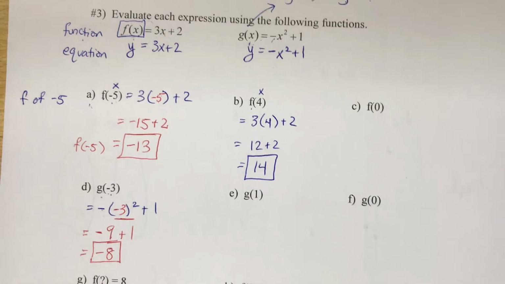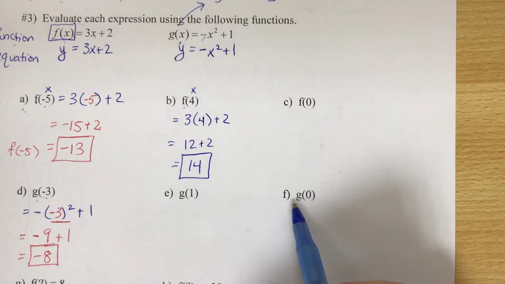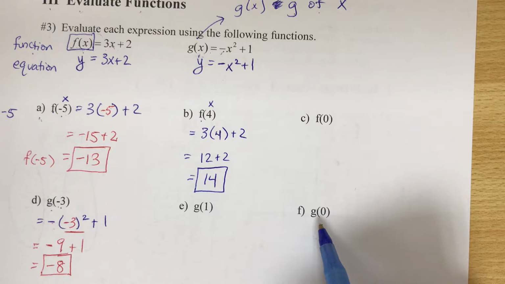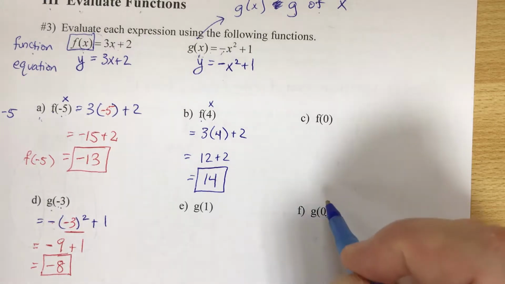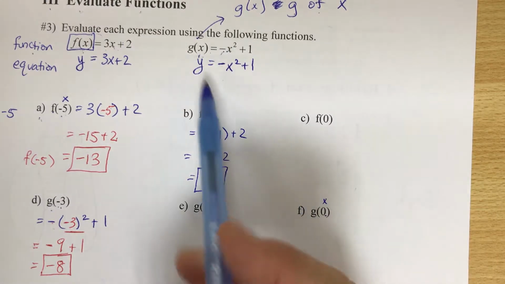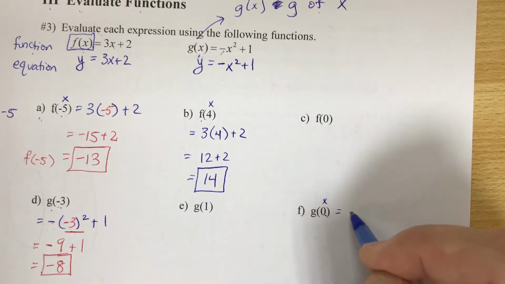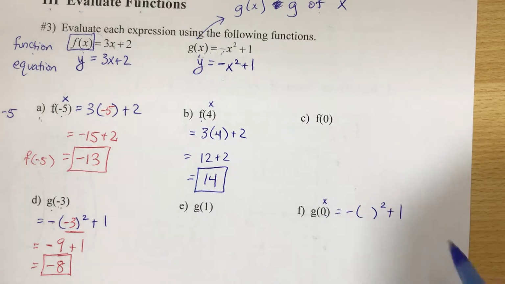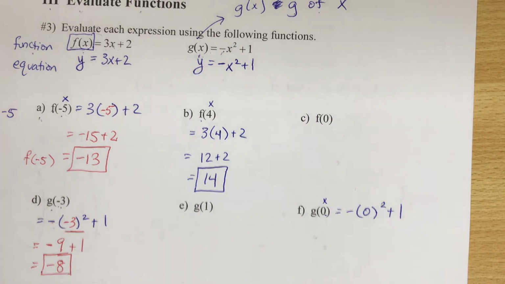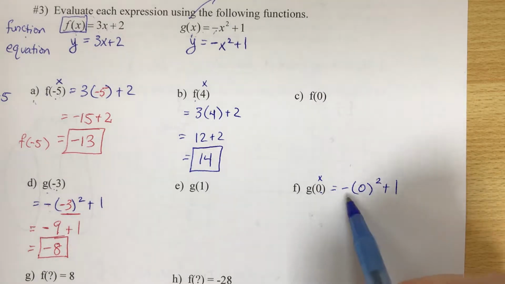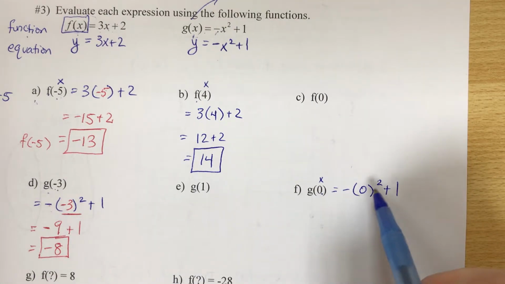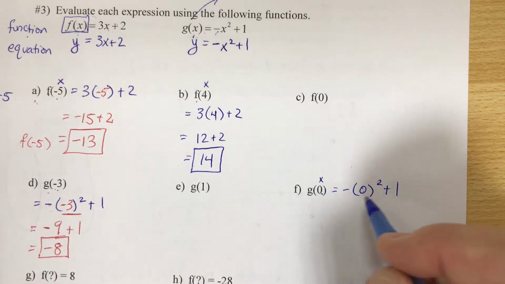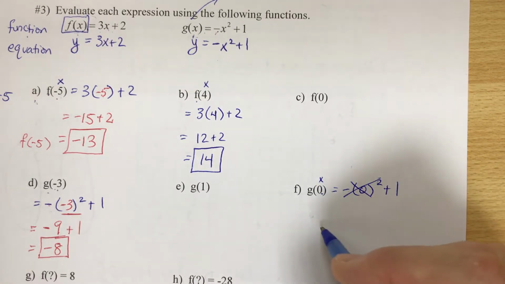And that's it. How about g of 0. Well, zeros are really nice because we're going to take the g function, which is the opposite of x squared plus 1. When we substitute 0, the nice thing is that zeros kind of wipe out. They get canceled. 0 squared is 0, and the opposite of 0 is still 0. So what we get is 1.